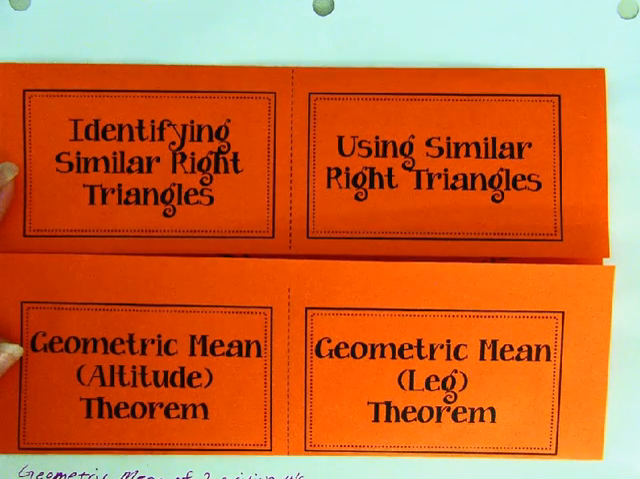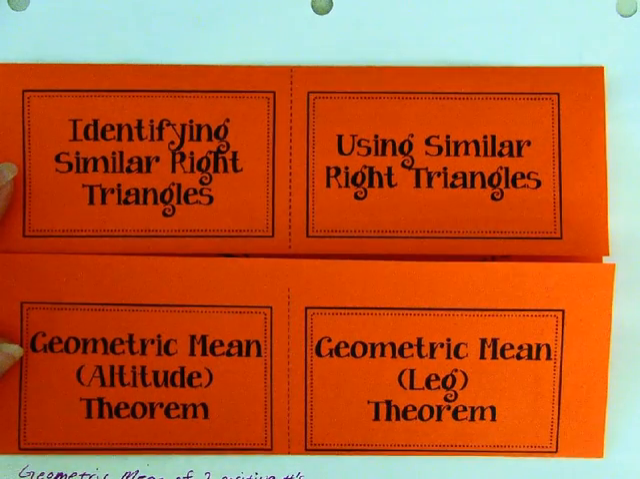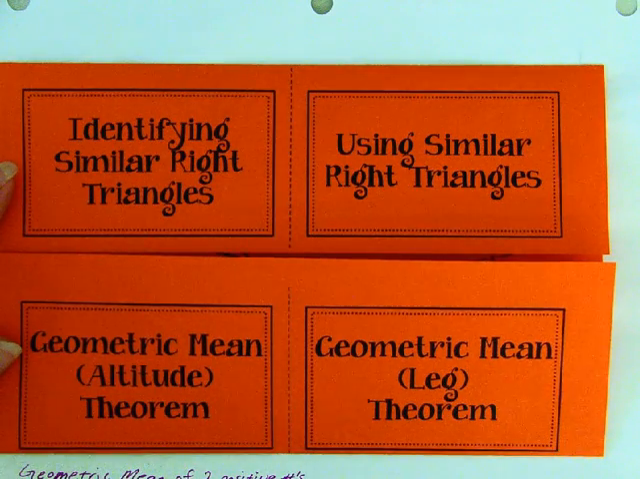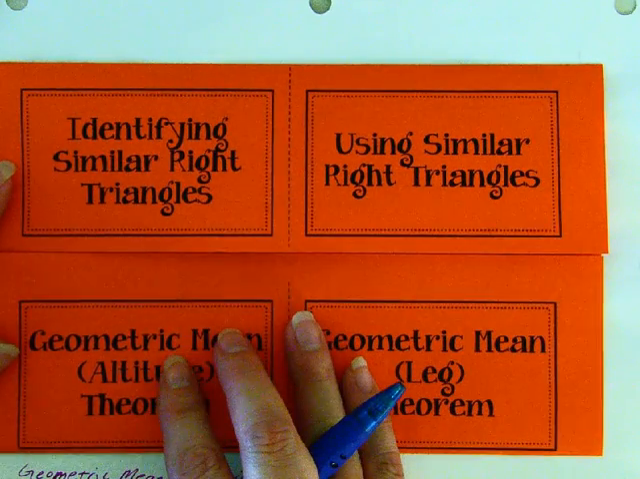Welcome back. So today we're going to be working on page 285, which is 9.3 similar right triangles. We're working with this orange foldable.